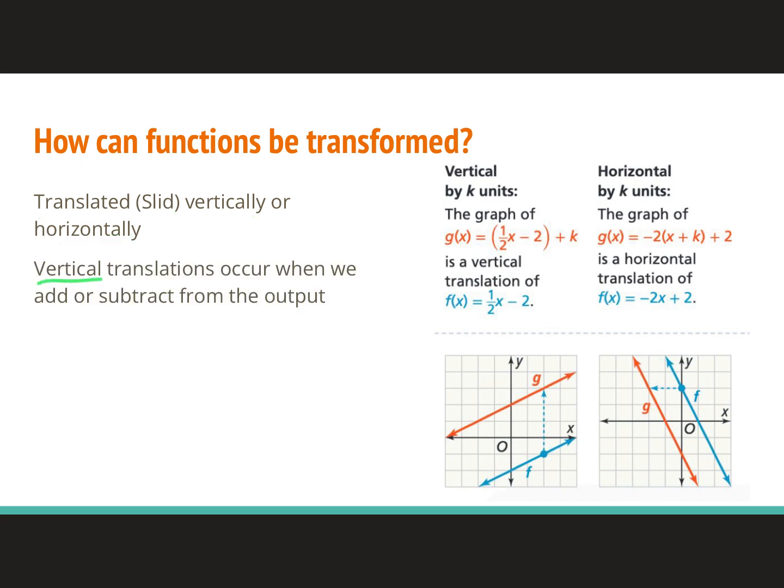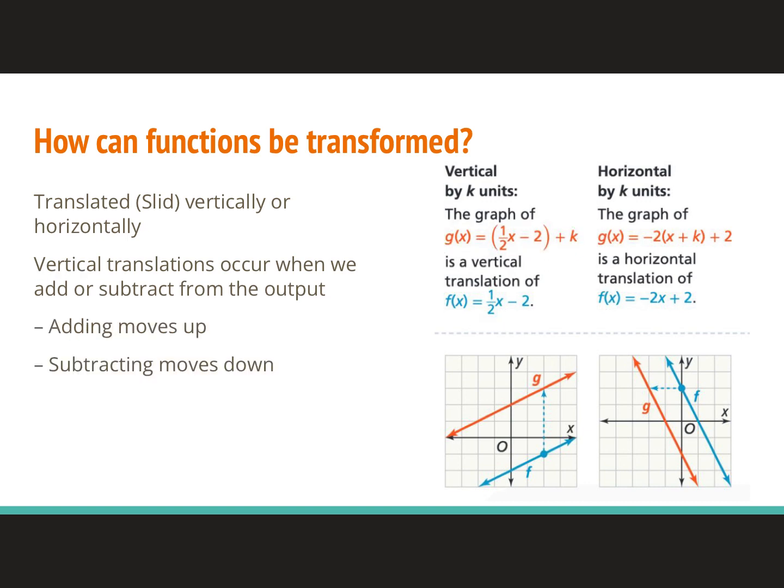A vertical translation occurs when we add or subtract from the output. You'll see that example over here. At the end of this equation, we just added a plus something. That is a translation of the original parent function here. If we add, it moves up. If we subtract, it moves down. Now that makes sense, right? If we're adding to our function, it's going to move it up. If we subtract, it moves it down.